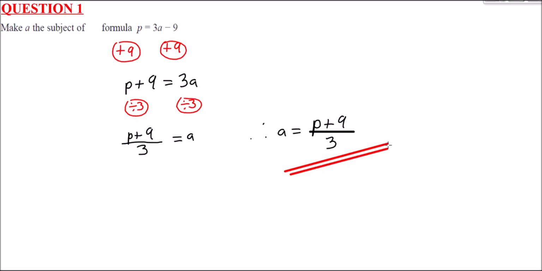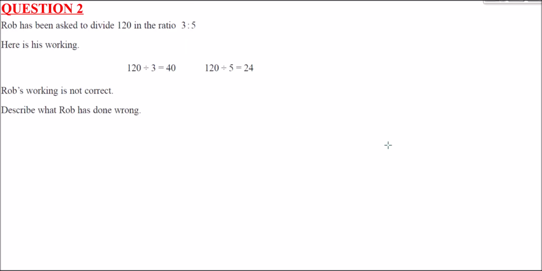So let's move on now to question 2. Question 2, Rob has been asked to divide 120 in the ratio 3 to 5. Here's his working. He's done 120 divided by 3 is 40, and 120 divided by 5, which is 24. Rob's working is not correct. Describe what Rob has done wrong.